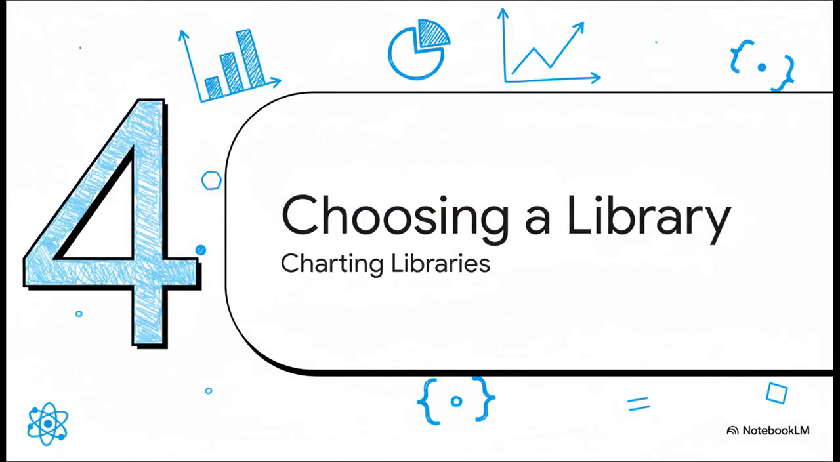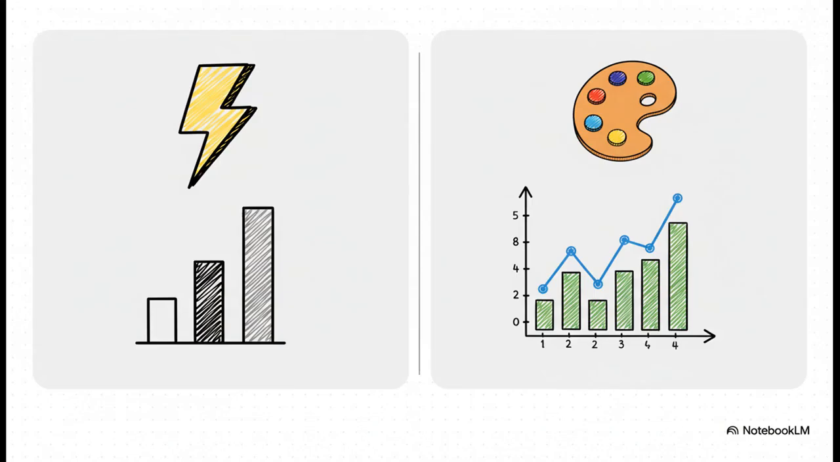Okay, so now we can grab data from a row with a single click. What are we going to do with it? Let's visualize it. But first, we've got a decision to make. Which charting library is right for the job? In the React world, two of the heavyweights are Chart.js and Recharts.